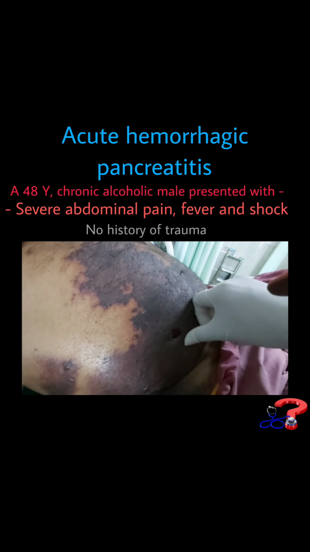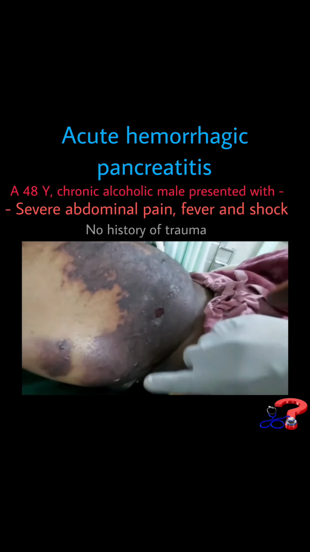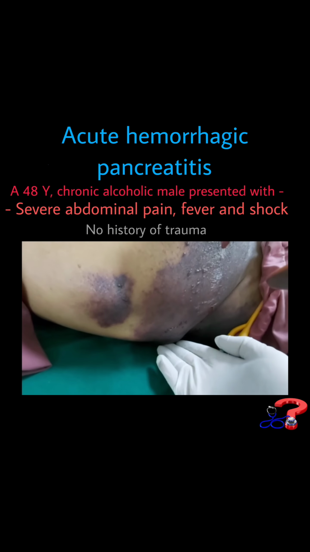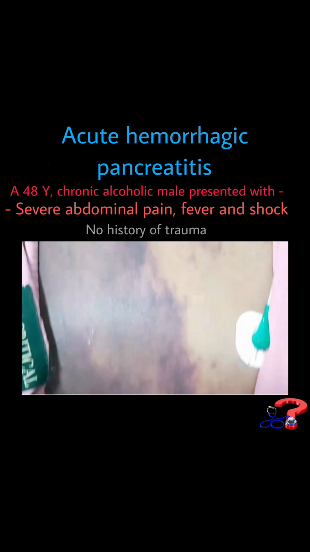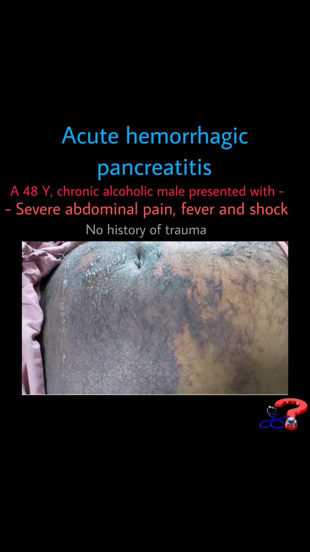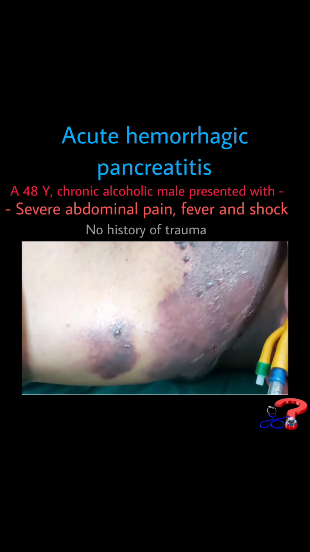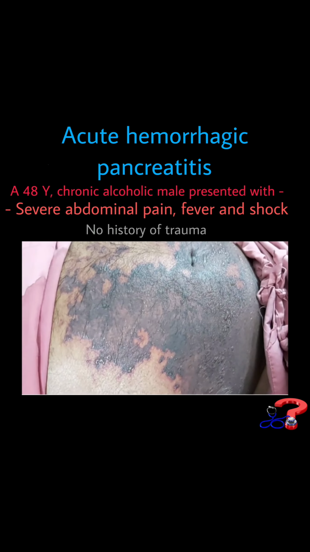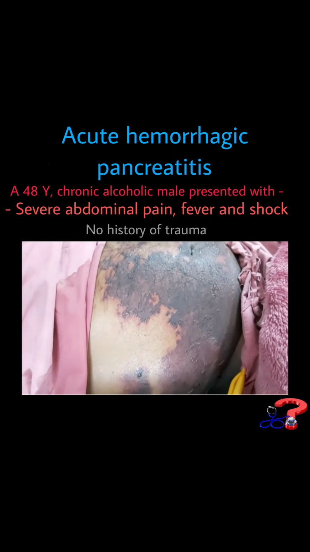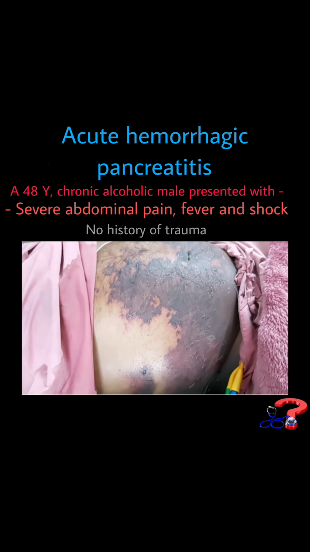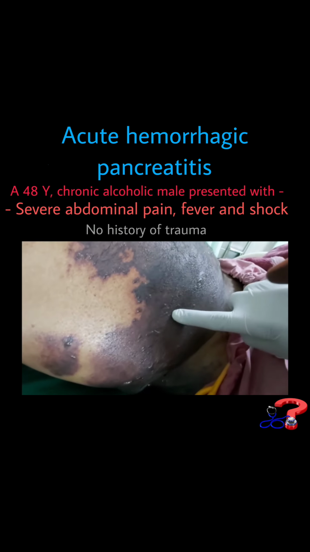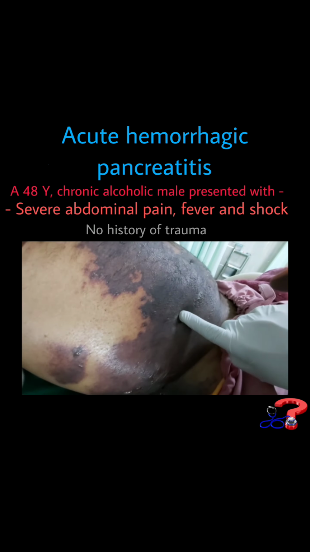In the management, it is usually supportive, and first is IV fluid, and Ringer lactate is the fluid of choice. In the severe cases, we need an ICU admission for this, and there is this PANTER trial that states that there is a step-up approach for the management of necrosis in the pancreas. Firstly, we try percutaneous catheter drainage, then we do minimally invasive necrosectomy, which is video-assisted retroperitoneal drainage, VARD.